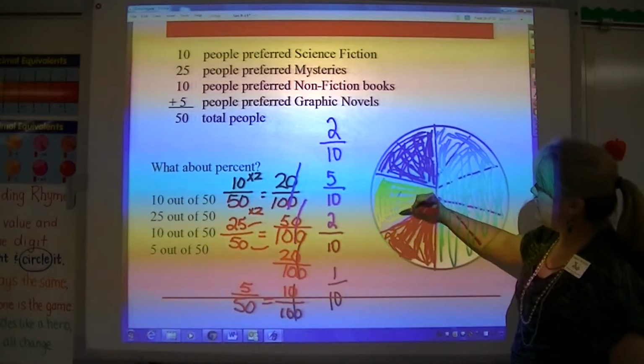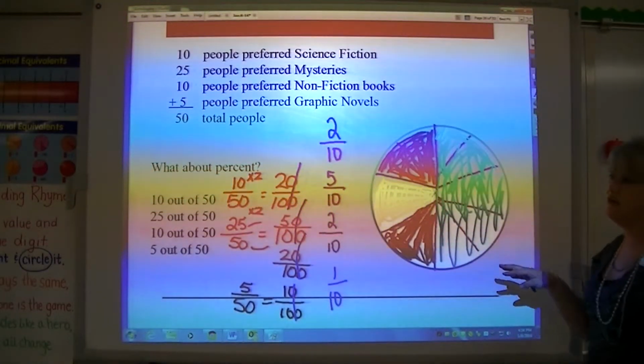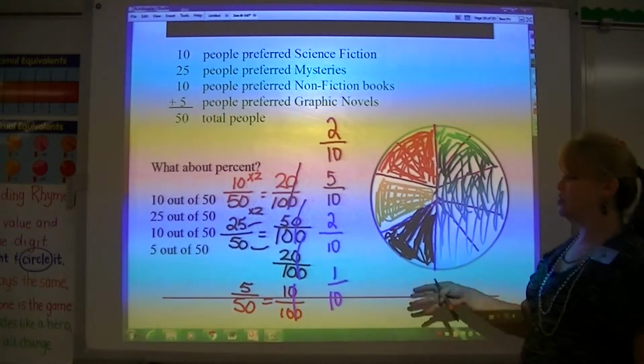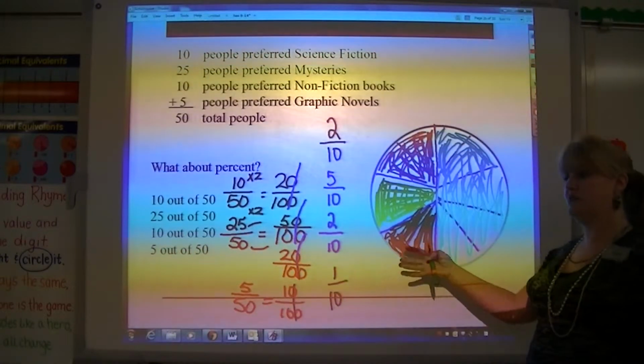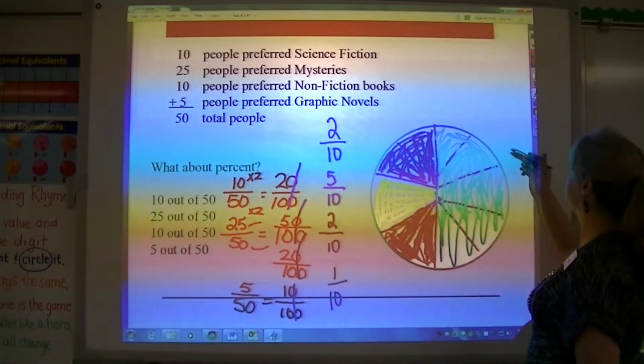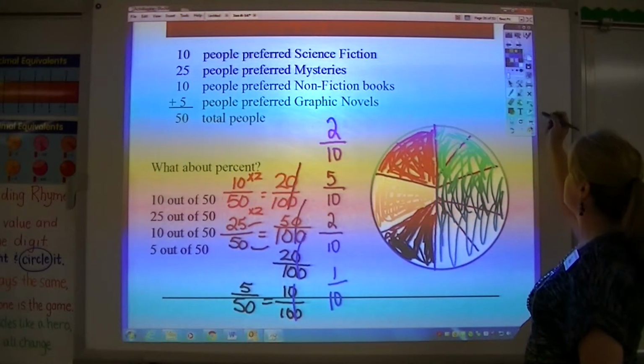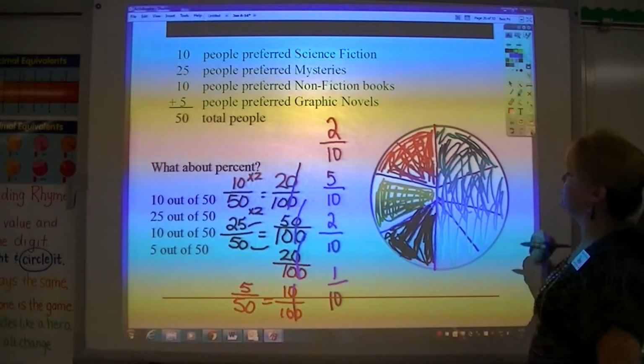So either way, I come out with the same kind of circle graph. I just used tenths instead of percent. So there is certainly more than one way to solve this problem.